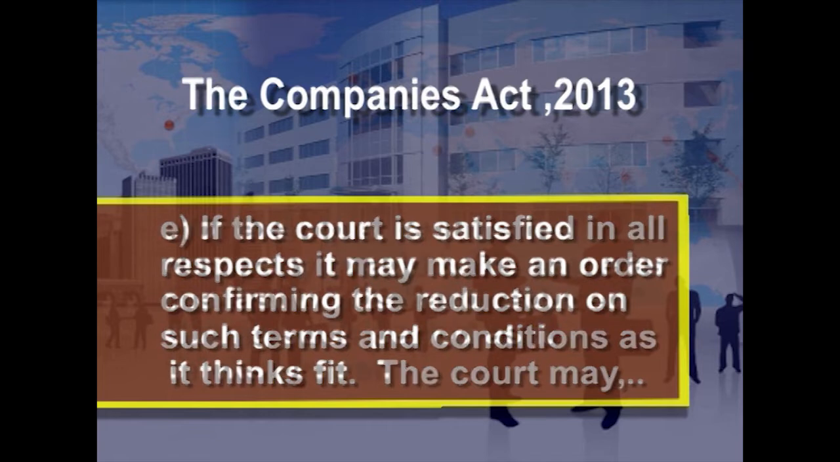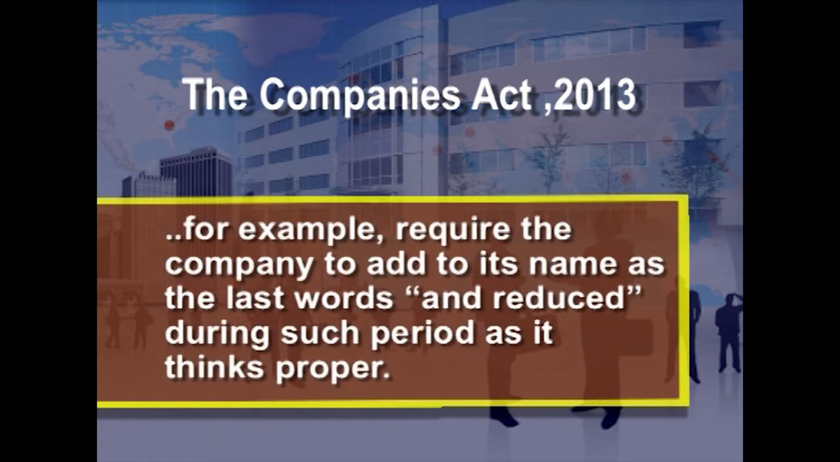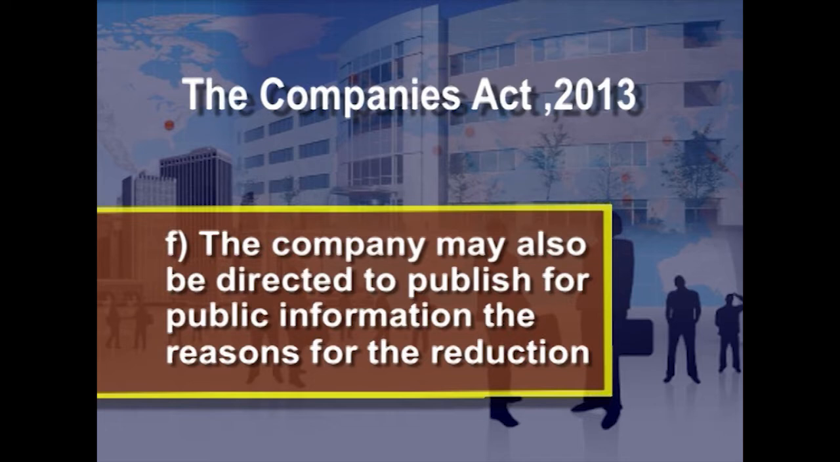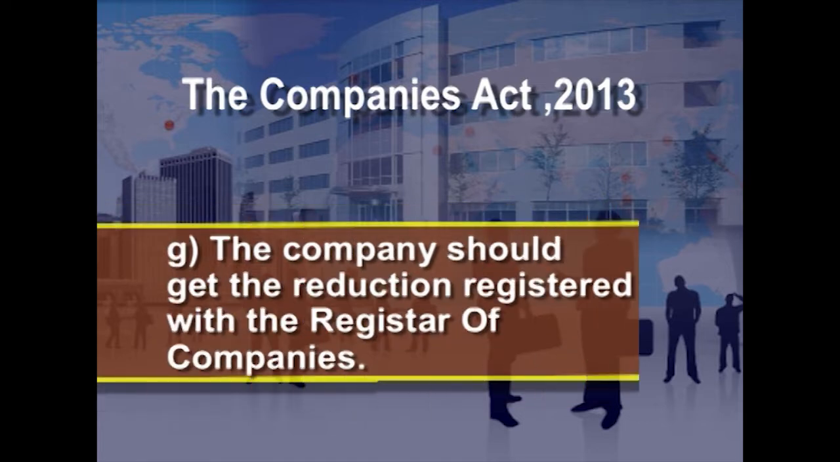The court may, for example, require the company to add to its name as the last words "and reduced" during such period as it thinks proper. The company may also be directed to publish for public information the reasons for reduction. The company should get the reduction registered with the Registrar of Companies.